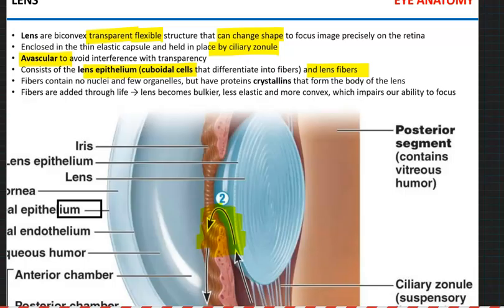Now, when you get older, the addition of fibers makes your lens less elastic, and your ability to focus on different objects decreases. This is why older people start having deterioration of the visual capacity. Okay?